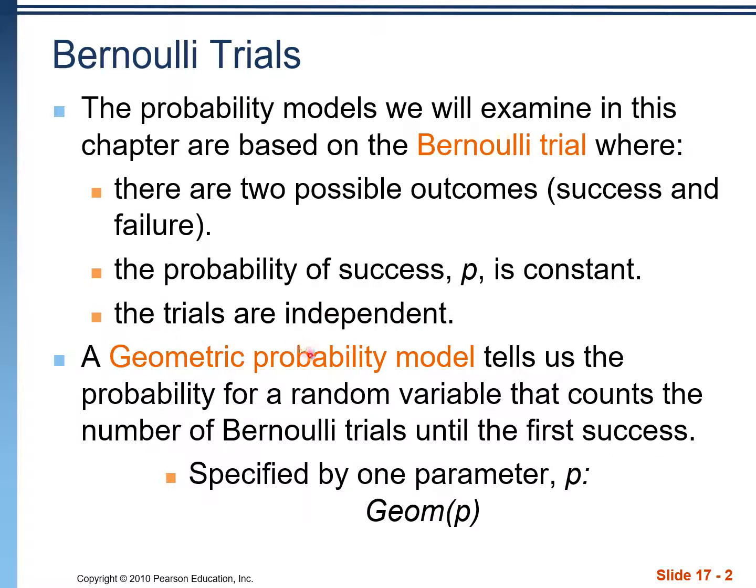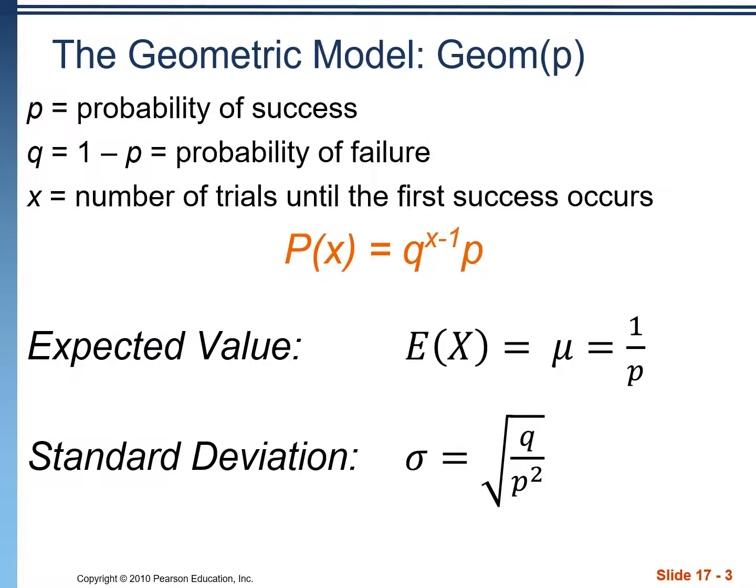When we're dealing with a geometric probability model, we only have one parameter, which is the probability of success. Based on that probability of success, we get the probability of failure, which we label as q. It's also going to ask us to find the probability of a first success occurring on a certain trial. For example, what's the probability that we're shooting at a bullseye and we hit the bullseye for the first time on our fifth shot?